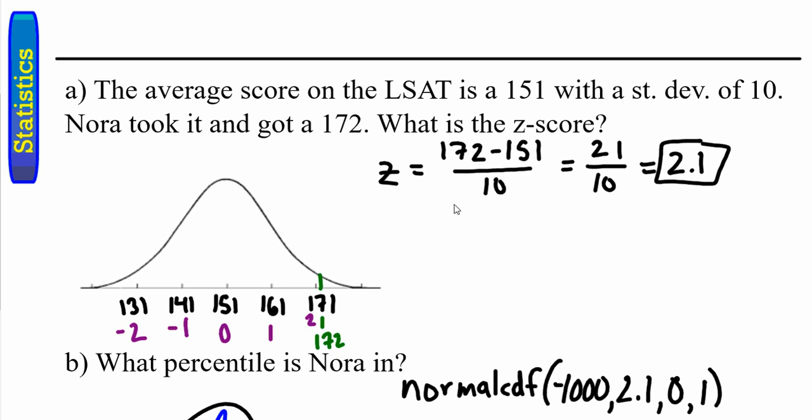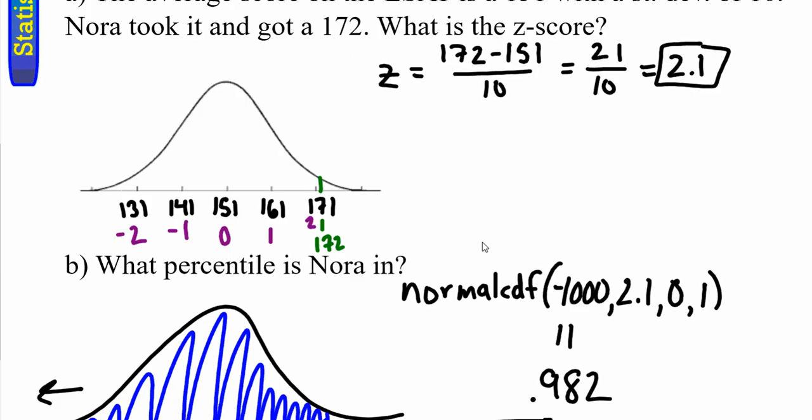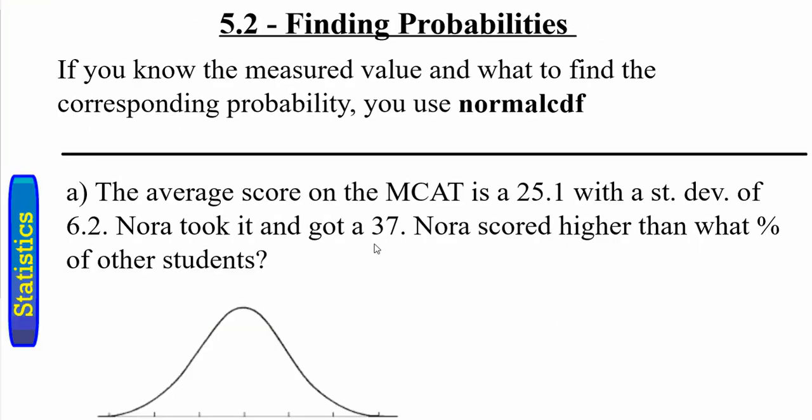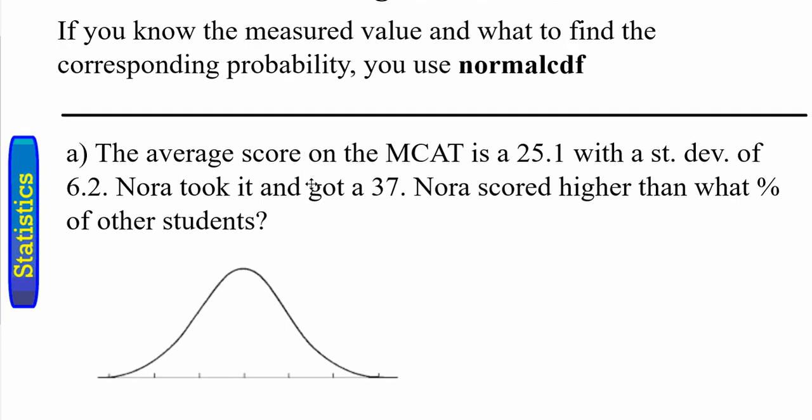5.1 was on z-scores and then calculating probabilities with z-scores. 5.2 was on just calculating probabilities without having to first go to a z-score, and I kind of just showed a preview of that a second ago. So 5.2 was just reiterating to you that if you know the measured value and the mean and standard deviation, if you want to find the corresponding probability, you need to use normal CDF. So we use normal CDF when we know the measured values and we want probabilities. Normal CDF returns probabilities.